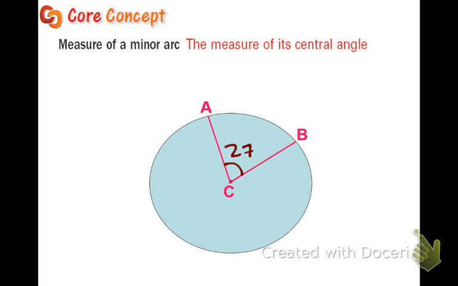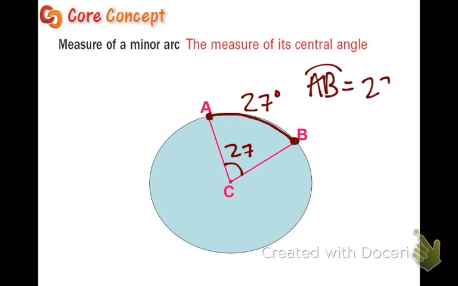Anyway, so the measure of the central angle, remember, a central angle has a vertex on the center, so it'll be the same. So the measure of AB would be 27. That's it. That's the answer, the measure of the minor arc. How would we name this minor arc, the one that we just highlighted? AB with an arc above would be 27 degrees.